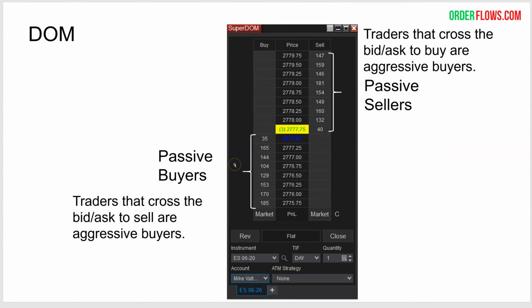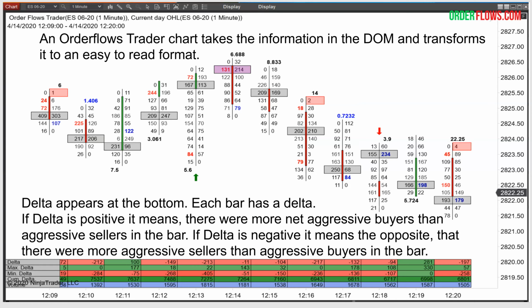If you're looking at a DOM, you've got to rely on your memory. Oh my gosh, what traded here? What traded there? And it's just happening so fast on a DOM, whereas if you look at a footprint chart, it puts it into an easy to read format, so you know what traded at what price, how much volume traded here, how much volume traded there, etc.